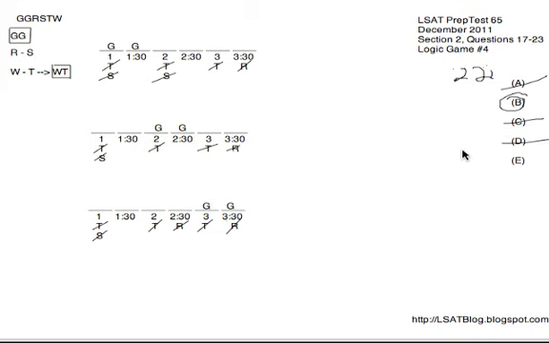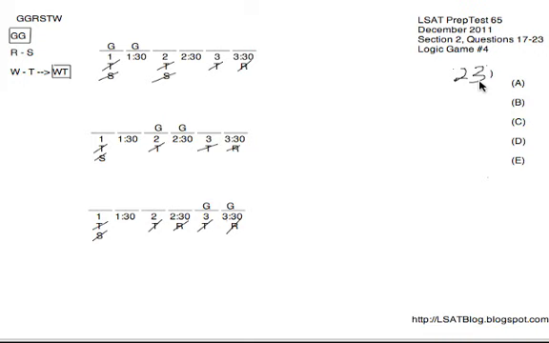D is eliminated. Then looking at E, T immediately before W. Have we ever seen that occur? Yes, we saw it in question number 19, where we had GGR, TWS. So we know that it's possible. For that reason, E is eliminated, and B is our answer for number 22 if you didn't get it before.